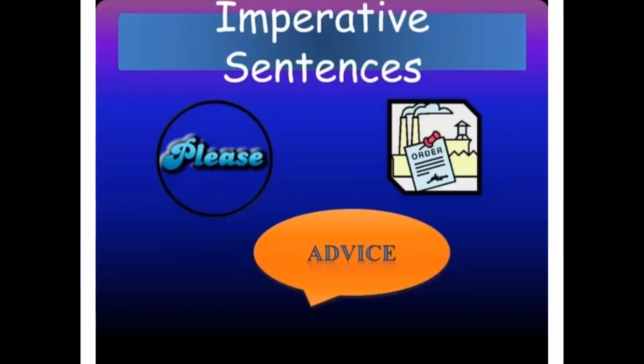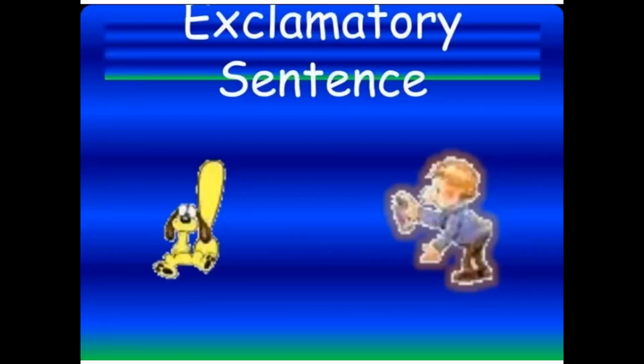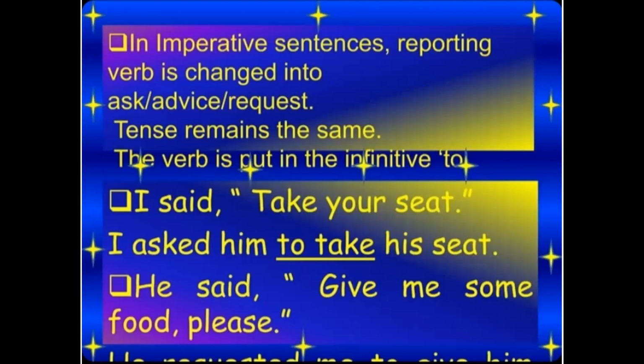Imperative sentences. Imperative sentences include words such as please, order, advise. In imperative sentences, the reporting verb is changed into ask, advise, request. The tense remains the same. The verb is put in the infinitive too. I said, "Take your seat." I asked him to take his seat. He said, "Give me some food, please." He said that to give me some food.